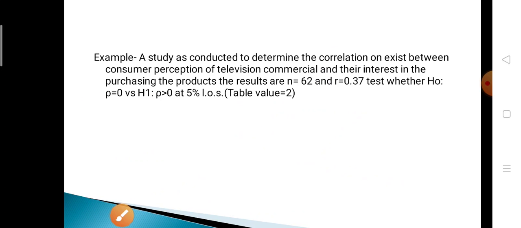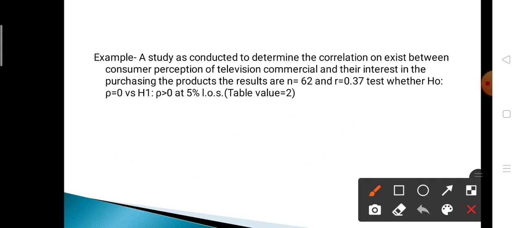Let's see one example. A study was conducted to determine whether a correlation exists between the consumer perception of television commercials and their interest in purchasing the products.